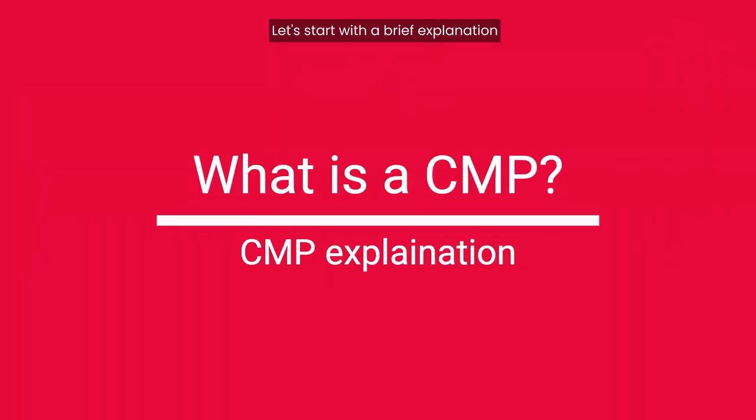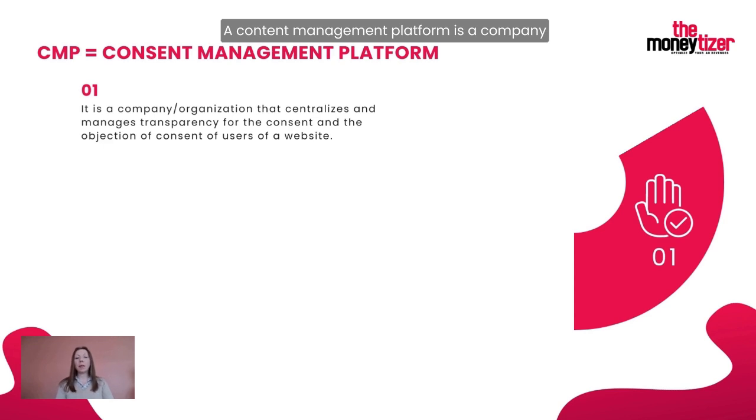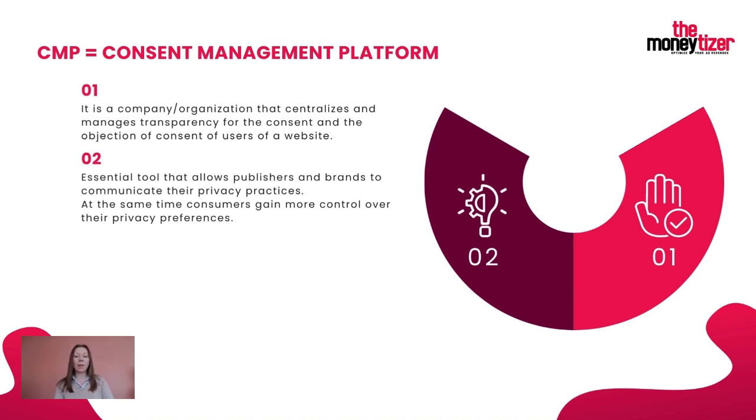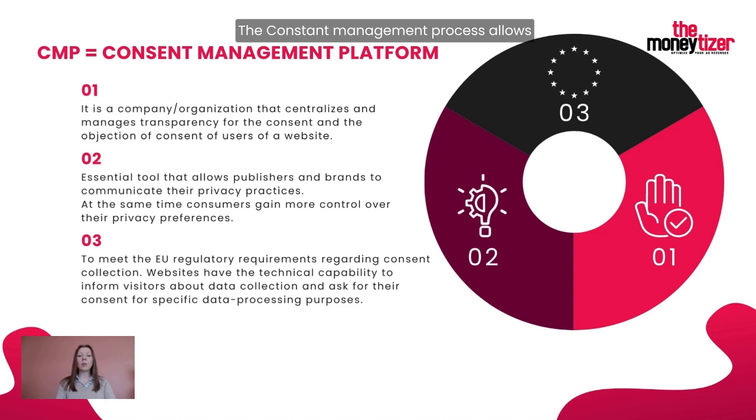Let's start with a brief explanation of what the CMP is. A content management platform is a company or organization that centralizes and manages transparency of the content and the objection of content of users of a website. It is an essential tool that allows publishers and brands to communicate their privacy practices more openly. At the same time, consumers gain more control over their privacy preferences. The content management process allows websites to meet the EU regulatory requirements regarding content collection.